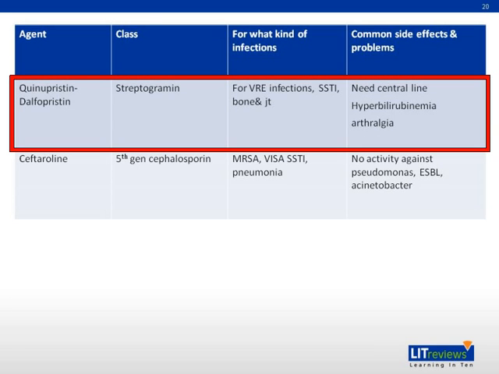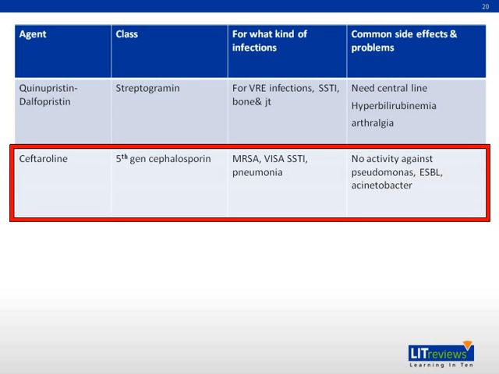Quinupristin-dalfopristin is used for VRE infections, soft tissue infections, as well as bone and joint infections. However, this medication needs a central line to administer. It causes hyperbilirubinemia and severe arthralgias, and hence is not a preferred drug in a lot of patients.